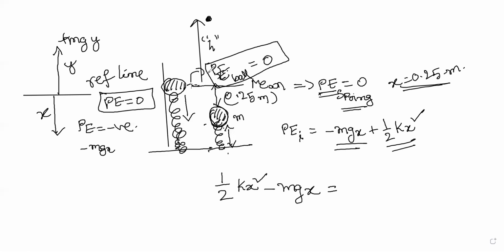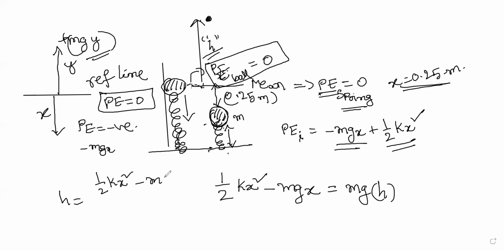To calculate this height, what is the potential energy from here to here? mgh, right? This is the reference line above which you go, that is mgy, I told you. So just put mgh, that's the final potential energy. The spring has restored to the original position and then the ball has reached the top. So that is mgh simply. So h you can calculate: that is half kx square minus mgx, whole divided by mg.